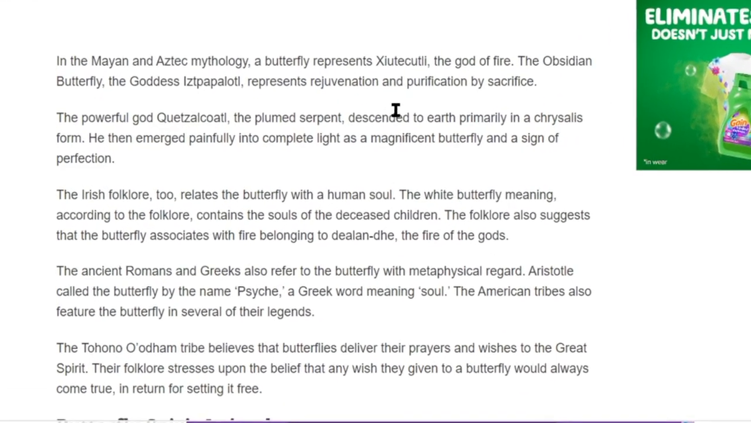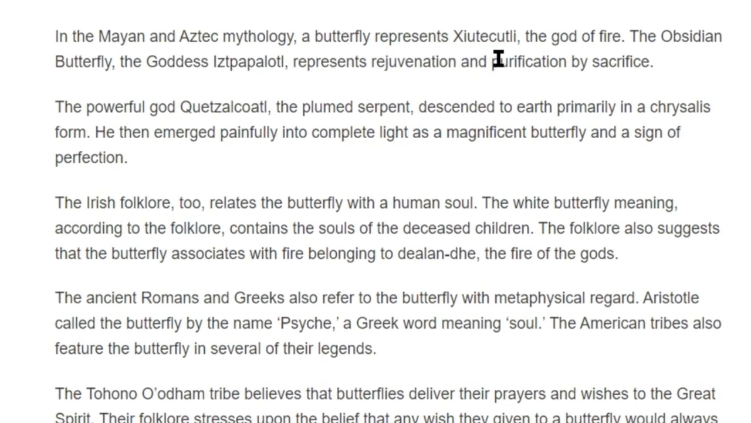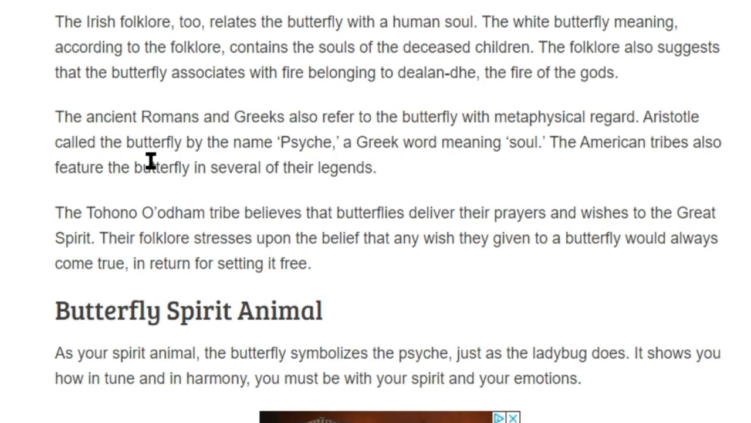So Mayans and Aztecs saw the god of fire as an obsidian butterfly. Quetzalcoatl, the plumed serpent, descended to earth primarily in a chrysalis. And Aristotle called the butterfly by the name Psyche, a Greek word for soul. The body goes in and the soul comes out.